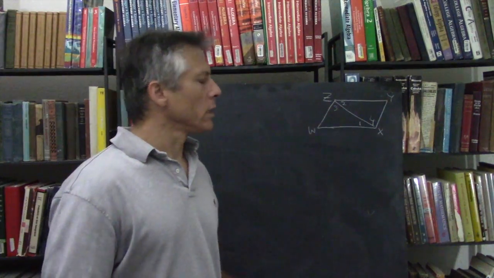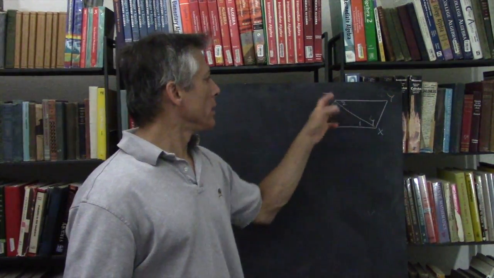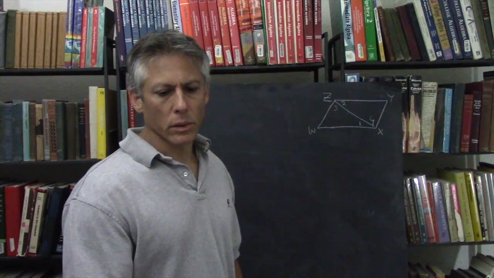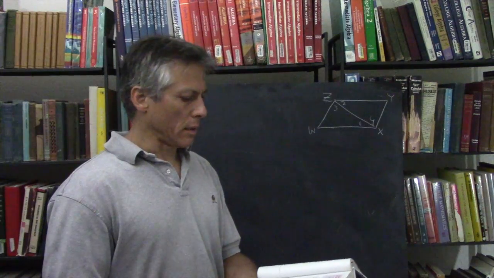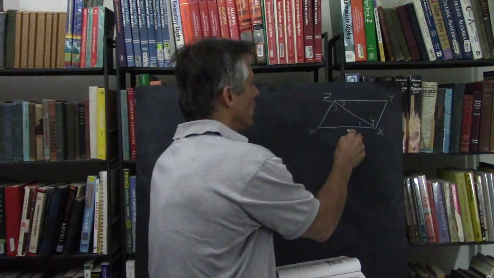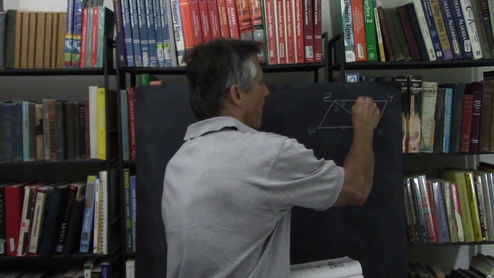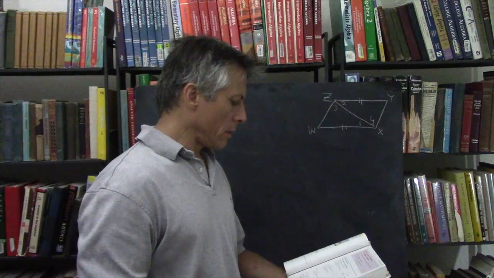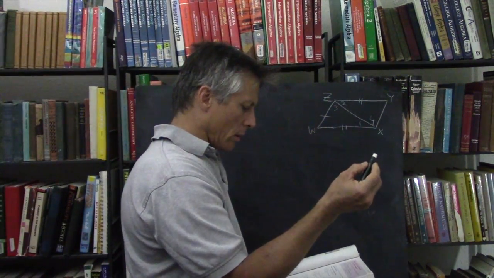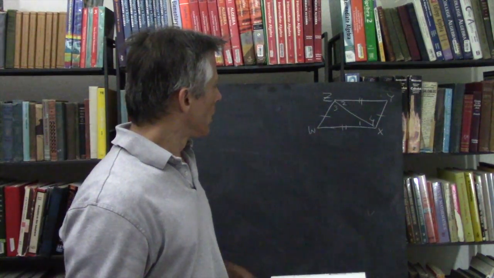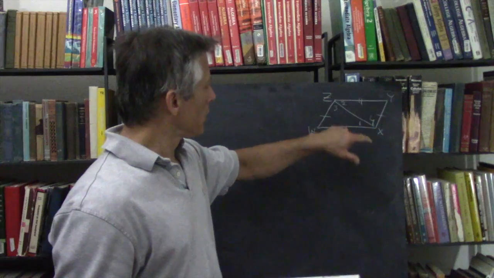Alright, so now page 129, number 3. So we have this diagram, W, X, Y, Z, angles 1, 2, 3, 4. We're starting out being given that WX is congruent to YZ and ZW is congruent to XY, and we want to show that the bottom is parallel to the top.